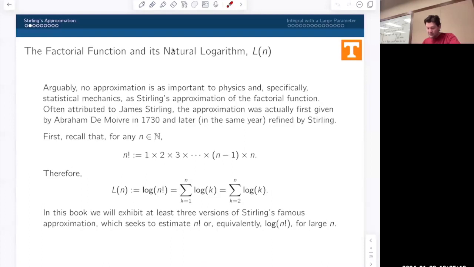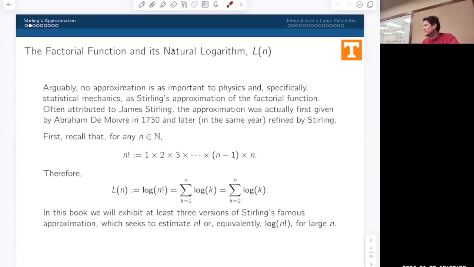We're not going to approximate directly the factorial function. We're going to approximate the log of the factorial because it's a heck of a lot easier to understand. We're going to use the fact that if I take the log of a product, that's just the sum of logs. So the log of n factorial is log of 1 plus log of 2 up to log n. But of course, log of 1 is just equal to 0, so we can actually start counting at 2. We're going to define this thing, l_n, to be equal to the log of n factorial.